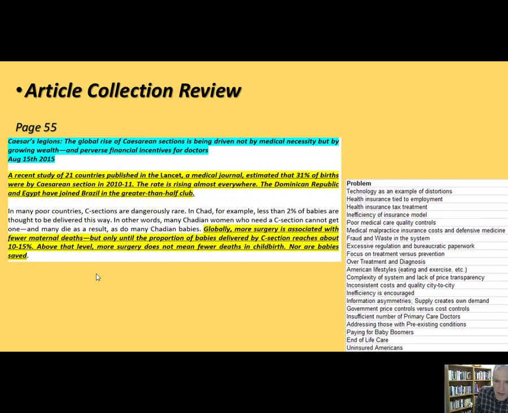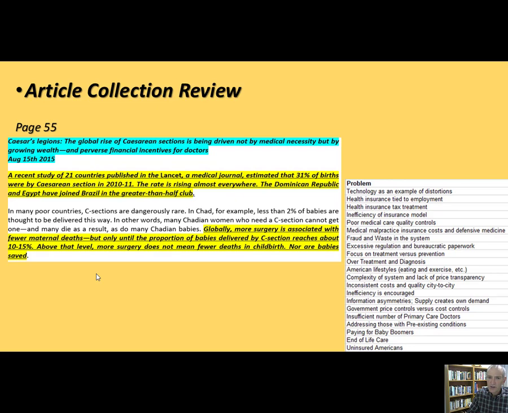All right, let's talk. This is a huge one. I was not aware of this until I started seeing these articles. Cesarean sections. A recent study of 21 countries, published back in 2010 or 2011 in a medical journal, estimated that 31% of births were by cesarean section. The rate is rising. The Dominican Republic and Egypt have joined Brazil in the greater than half club, over 50%.